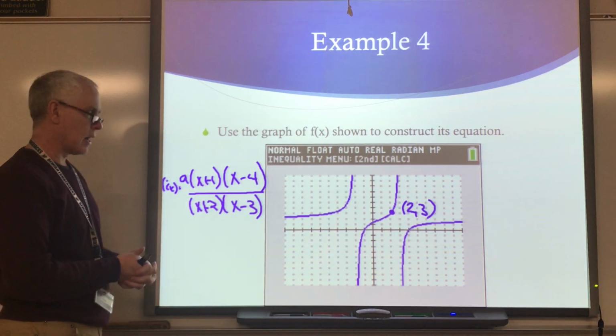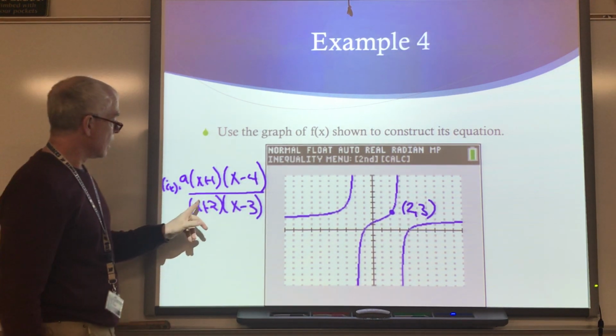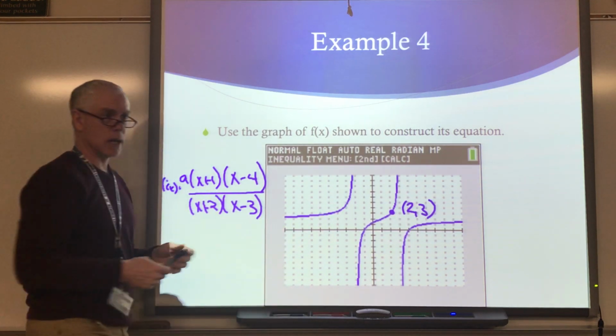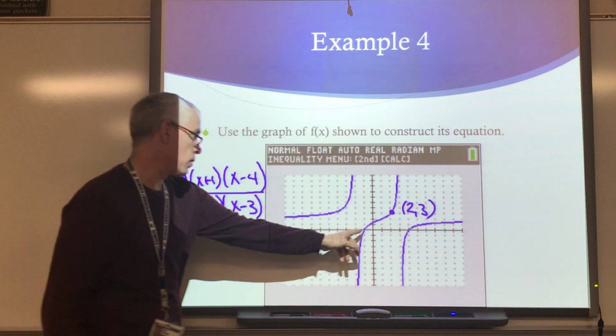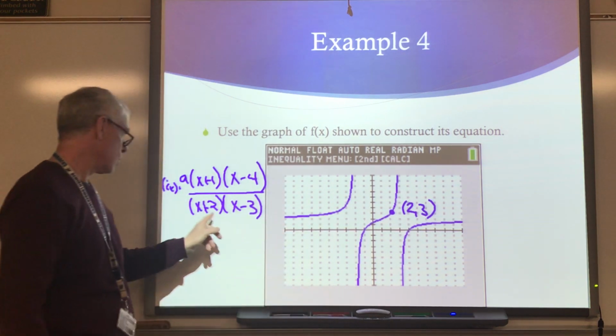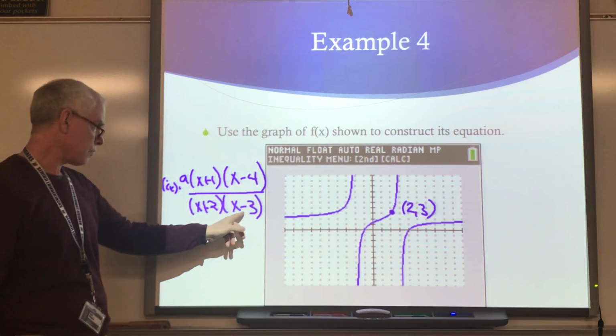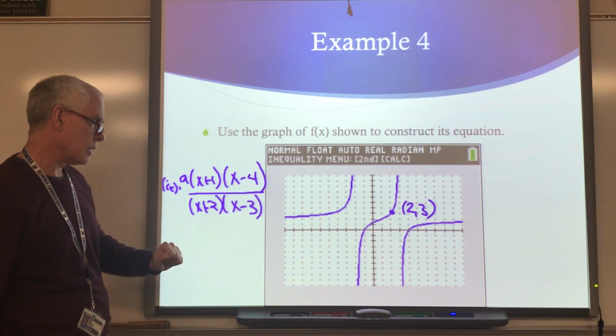And once I determine that, I'm good to go. So let's refresh. I got these because this is where my vertical asymptotes were. And the vertical asymptotes occur where the bottom is 0. So we had a vertical asymptote at -2, so -2 would make that 0. And another one at 3. That would make that 0.